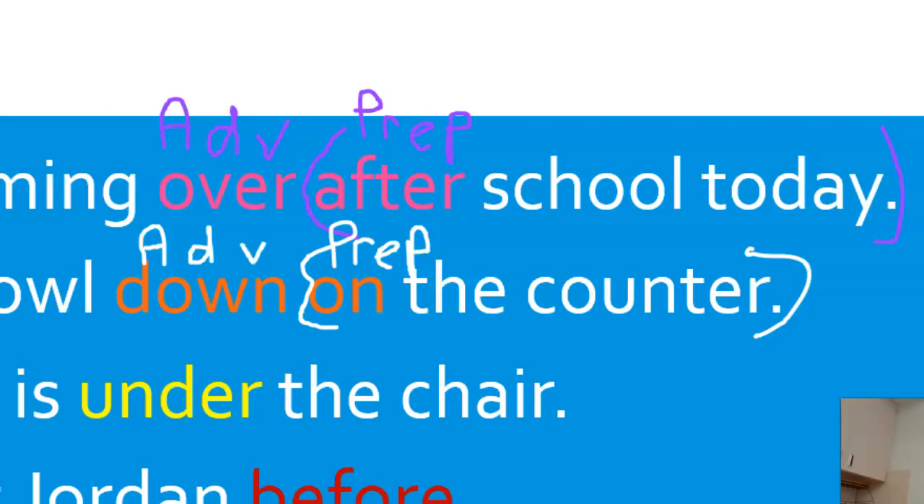The kitten is under the chair. Now we have kitten is, so we have a linking verb. But is there any word describing is? No, so we only have a prepositional phrase making under the preposition.